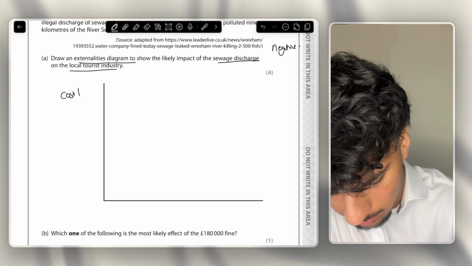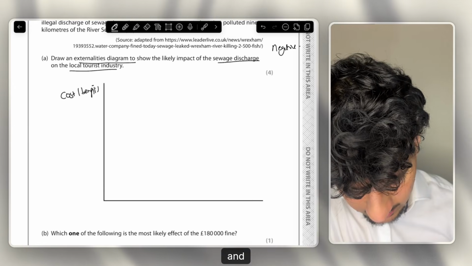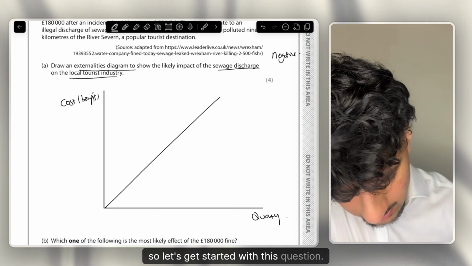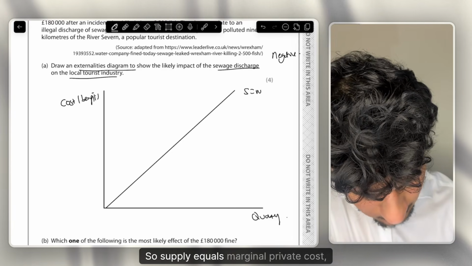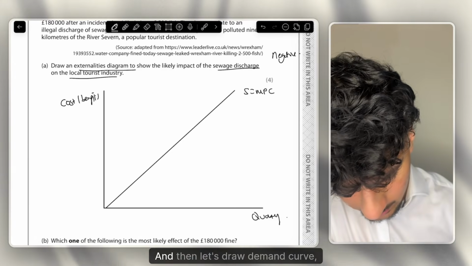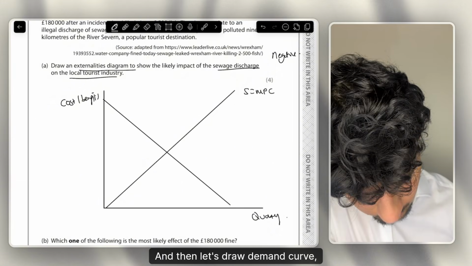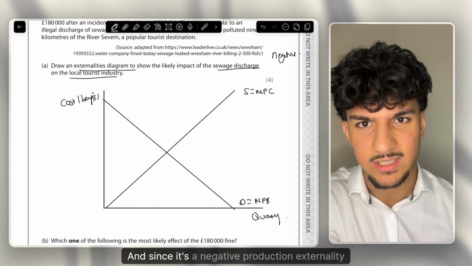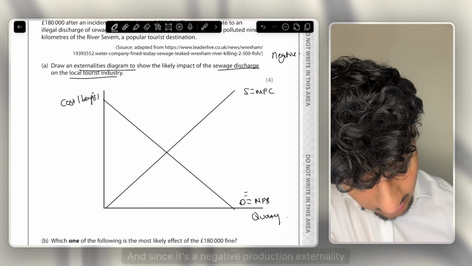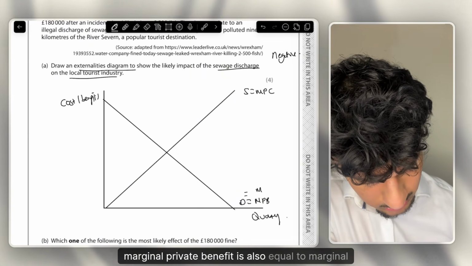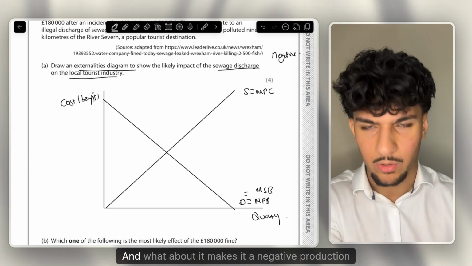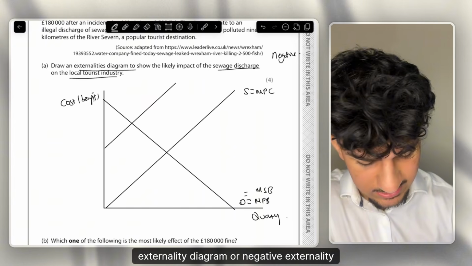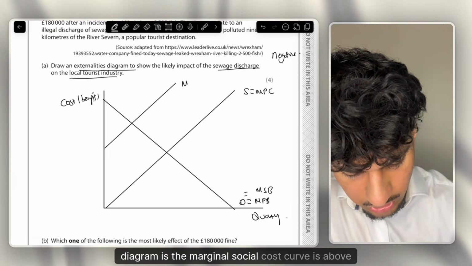So cost slash benefit on this axis, and quantity on the y-axis, or output, whatever you want to call it. So let's get started with this question. So supply equals marginal private costs, of course, and then let's draw a demand curve, which is demand equals marginal private benefit, and since it's a negative production externality diagram, marginal private benefit is also equal to marginal social benefit. And what makes it a negative production externality diagram? It is that the marginal social cost curve is above.